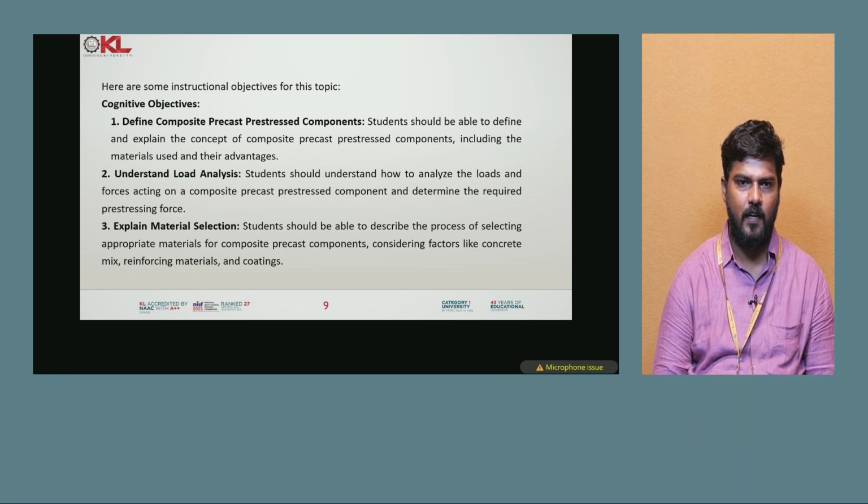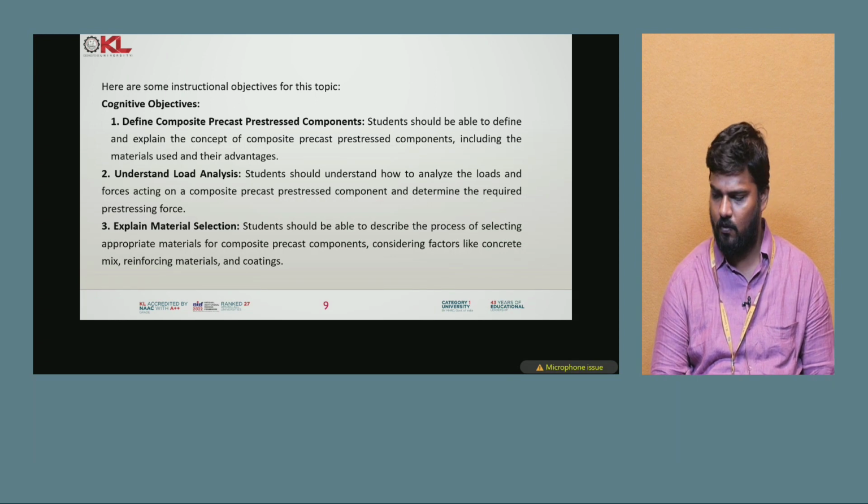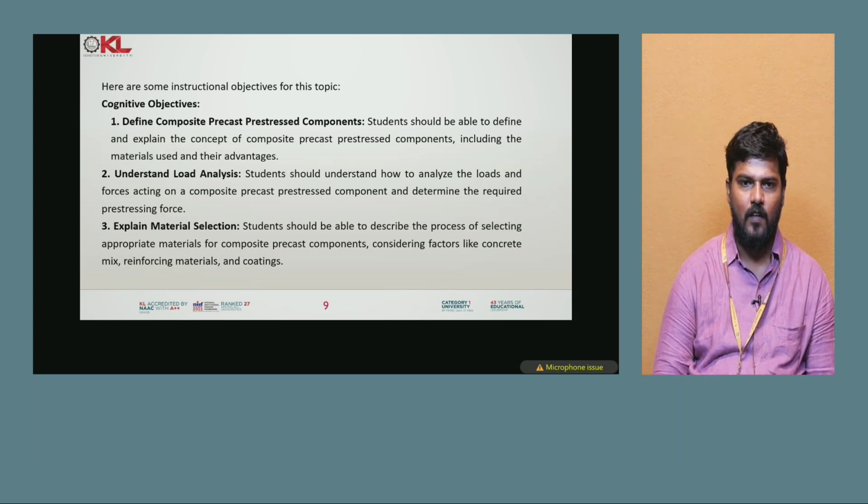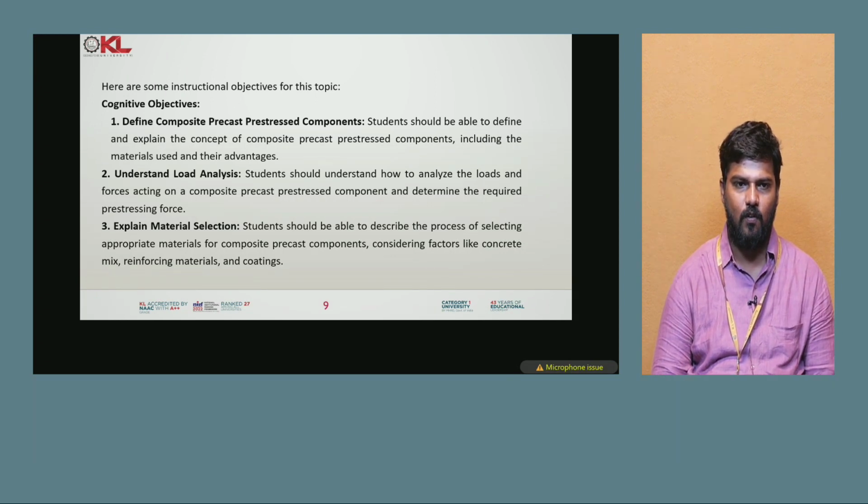Define composite precast pre-stressed components. Students should be able to define and explain the concept of composite precast pre-stressed components, including the materials used and their advantages. They will also understand the load analysis: students should understand how to analyze the loads and forces acting on the composite precast pre-stressed component and determine the required pre-stressing force.